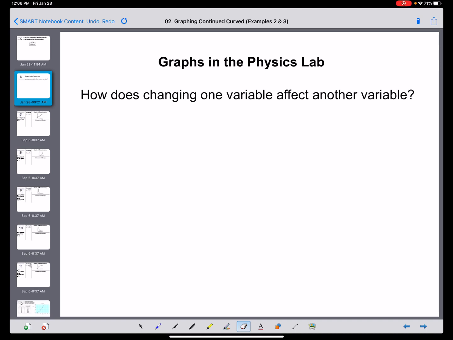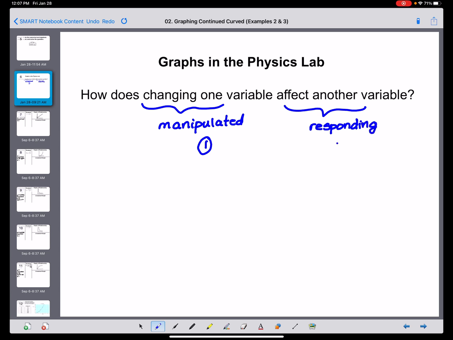We're going to look at some different graph shapes that you might see while doing physics labs. In the lab, we're always going to investigate how changing one variable affects another variable. So the variable that you are changing, that's going to be your manipulated variable, and you're always just going to have one of those. And the one that's affected, that's going to be called the responding variable, and there's also going to be only one of those.